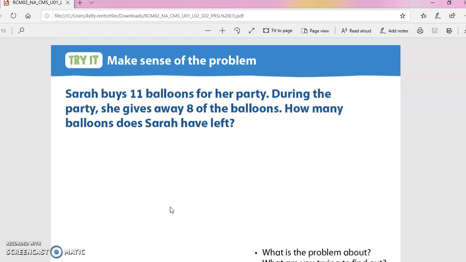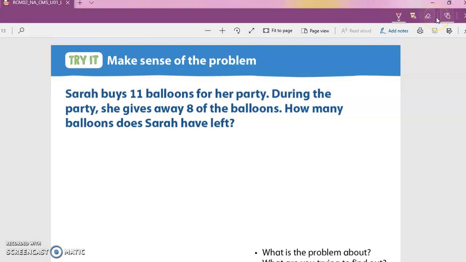Listen again real quick. Sarah buys 11 balloons for her party. During the party, she gives away 8 balloons. How many balloons does Sarah have left? Remember, have left is a keyword for subtracting, and the numbers they give you are 8 and 11. All right, go ahead and pause and take a try solving this problem.